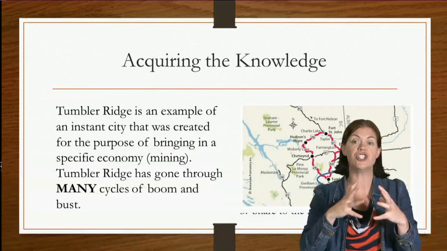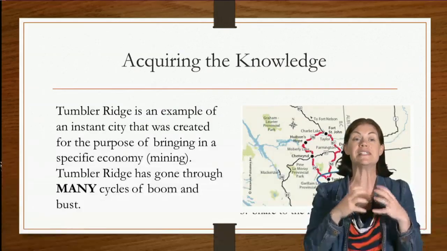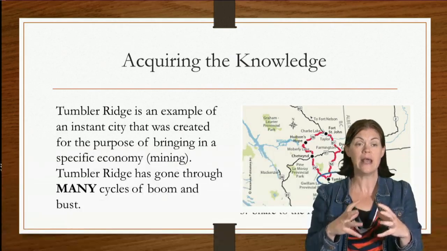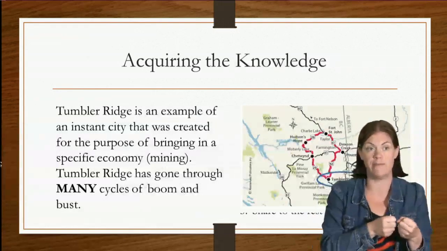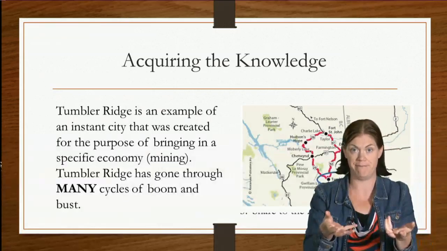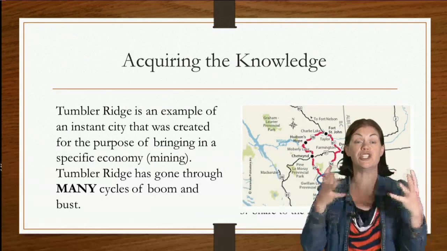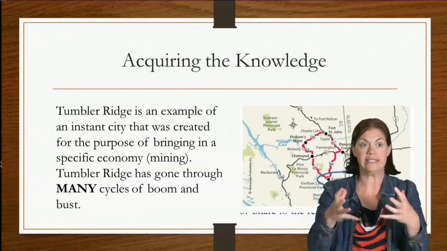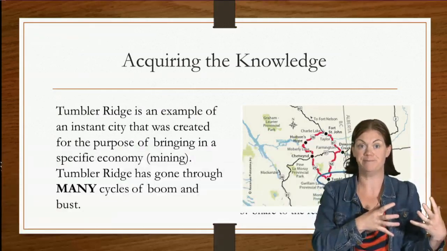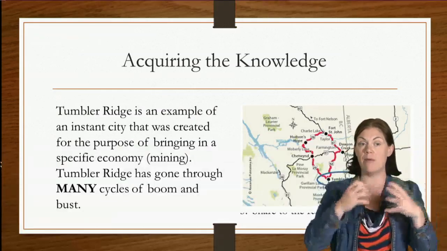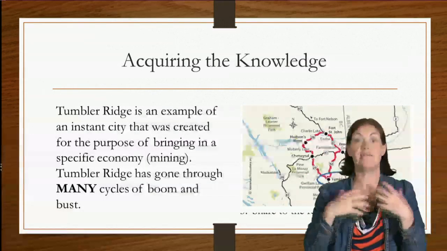So Tumbler Ridge is an example of what is called an instant city. It was actually created for the purpose of bringing in a specific economy, which was mining. Okay. So they discovered this huge deposit of iron ore in Tumbler Ridge, and there was a market for it in Japan. And they wanted to export all of this iron ore to Japan, okay, to make money.